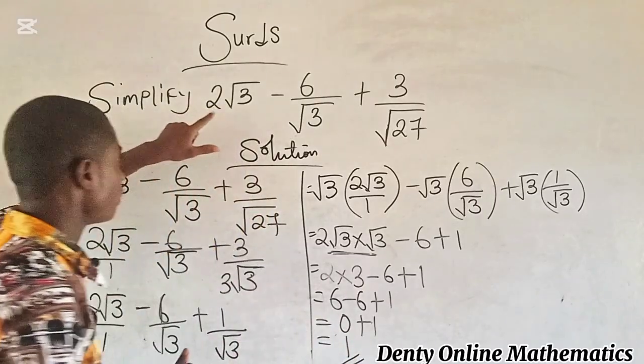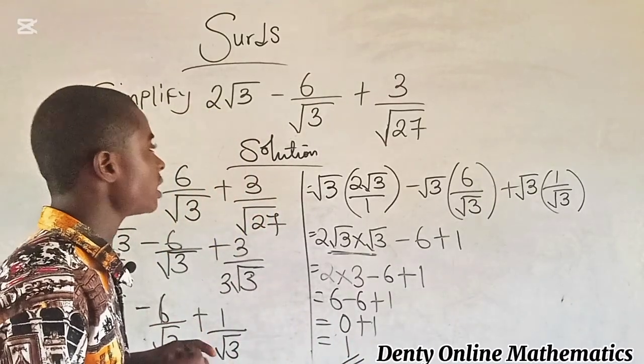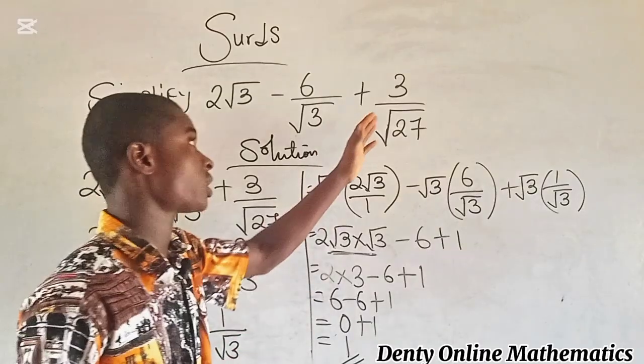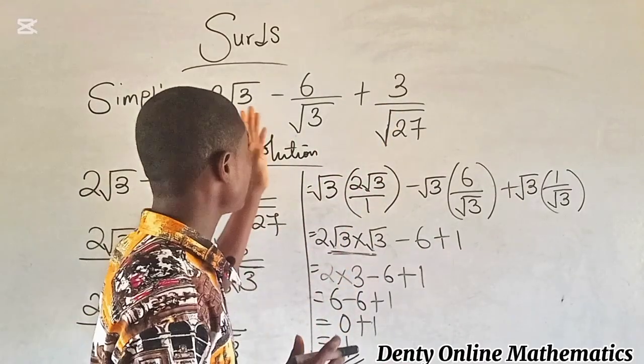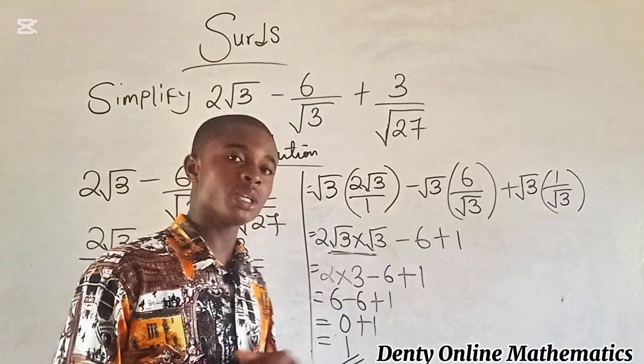So to simplify (2√3 - 6)/√3 + 3/√27, you have to simplify this. Your final answer is going to be 1.